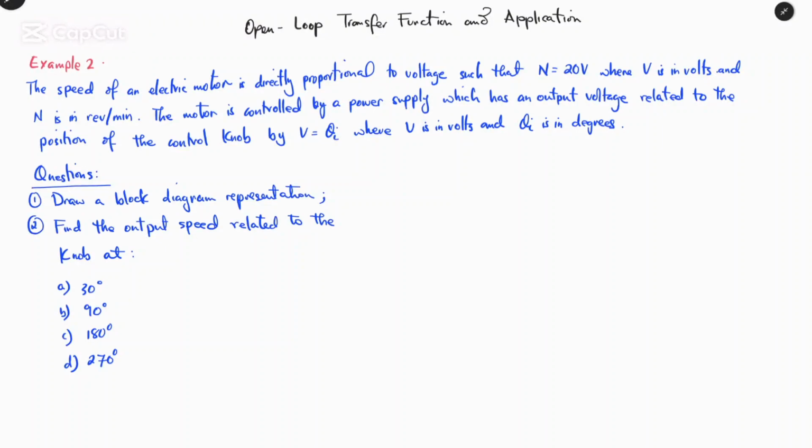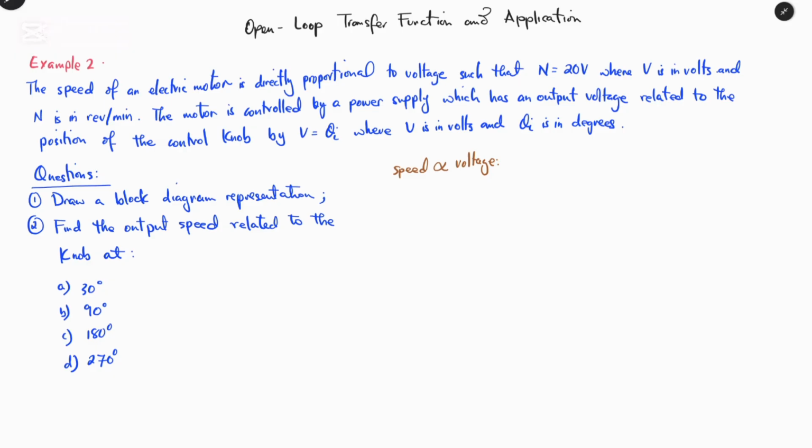Hello, in this discussion, we are now going to look at another application of an open loop system. In this example, we are going to look at the speed of an electrical motor. We know what an electrical motor is, and its speed can be controlled, since the speed is directly proportional to the voltage.